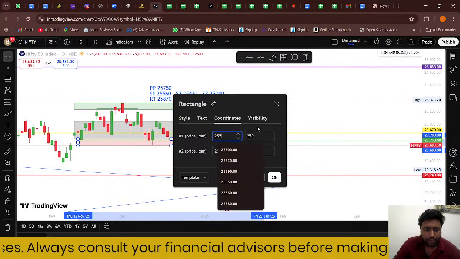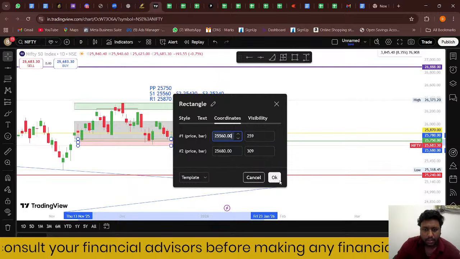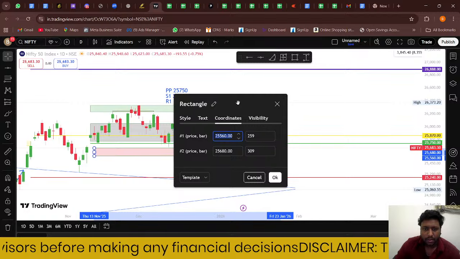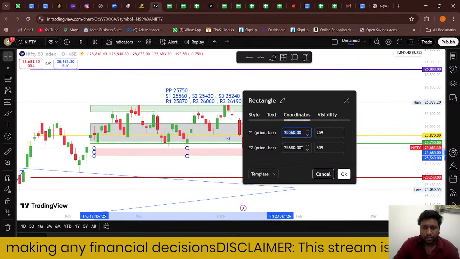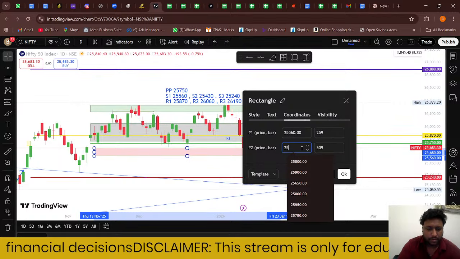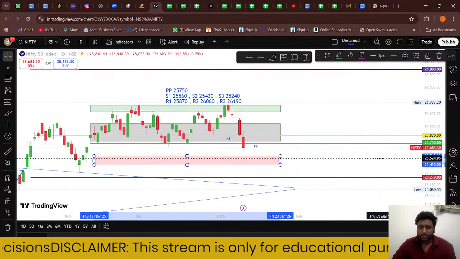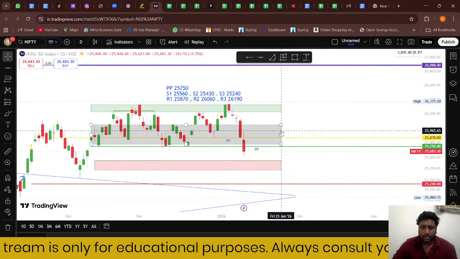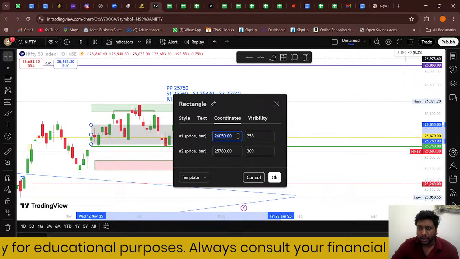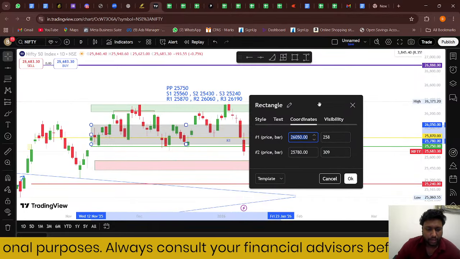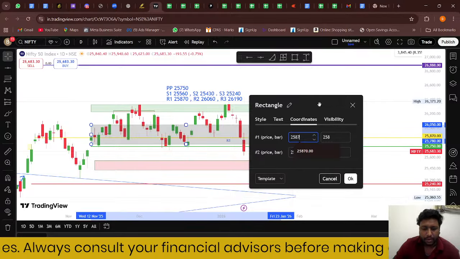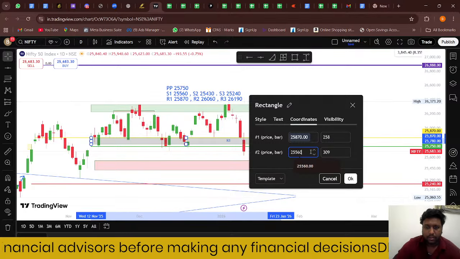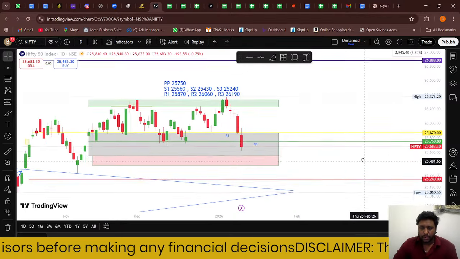25,560 and 25,430. So this will be the bear zone, and on the consolidation side it will be between support 1 and resistance 1. 25,870 will be resistance 1 and 25,560 will be support 1. So this will be the level.